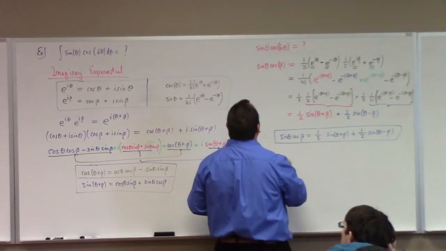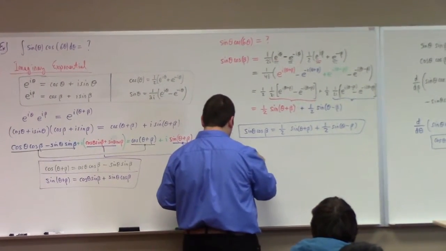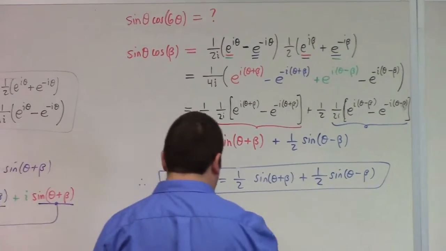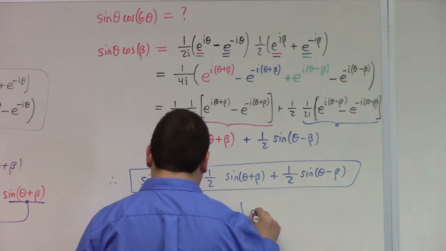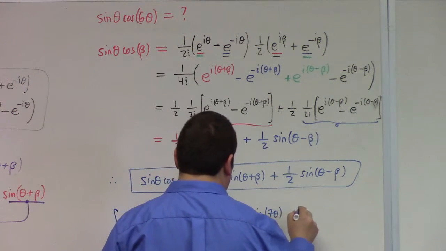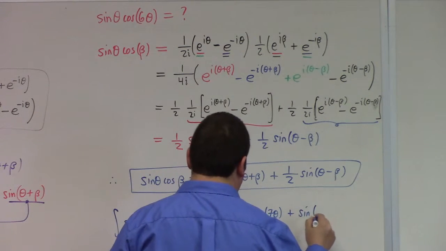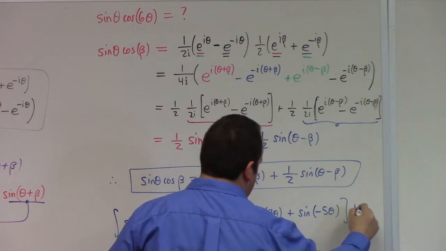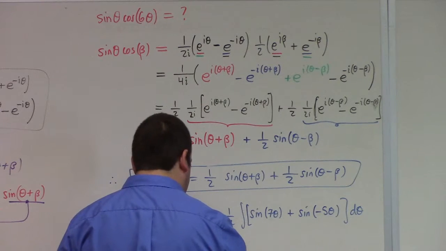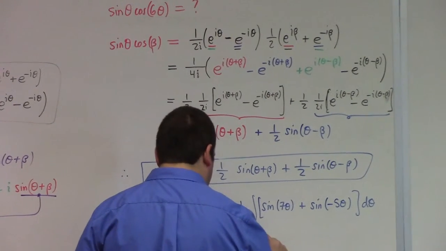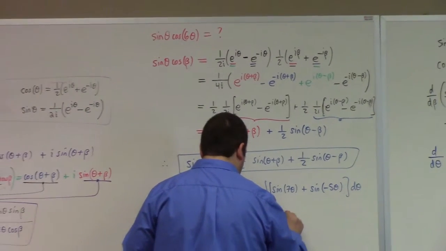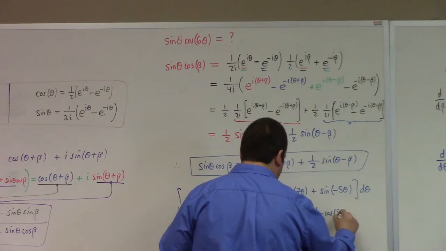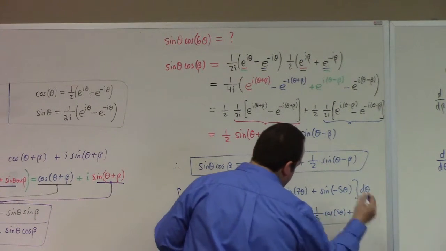The integral, excuse me, of sine theta times the cosine of 6 theta is what? It's 1/2 times the integral of what? Sine of 7 theta, right? Plus the sine of what? Minus 5 theta. Of course, sine is odd, so we can pull the minus out. And just long story short, we get 1/14 minus 1/14 cosine of 7 theta plus 1/5 cosine of 5 theta plus a constant. And there you go. That's how you integrate that.